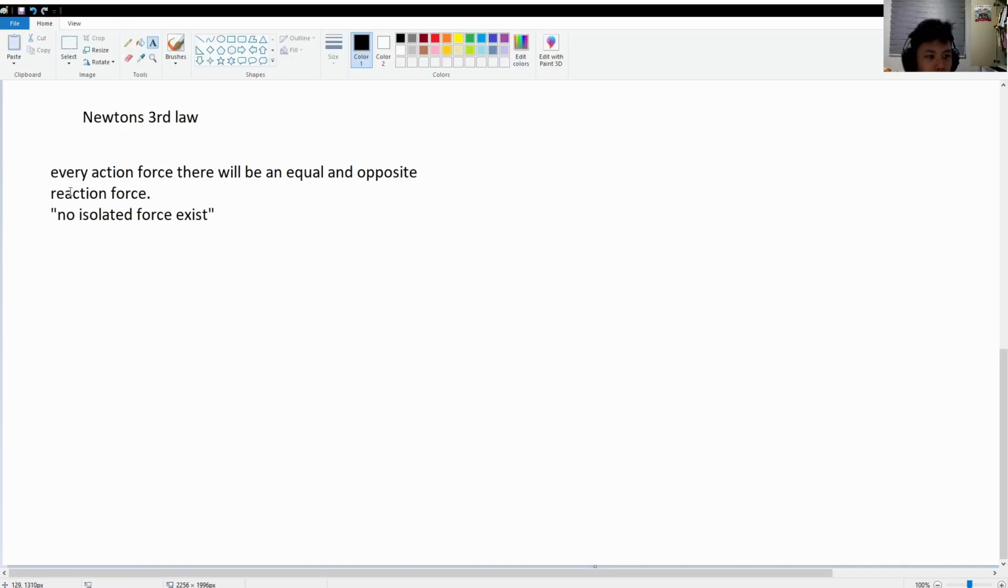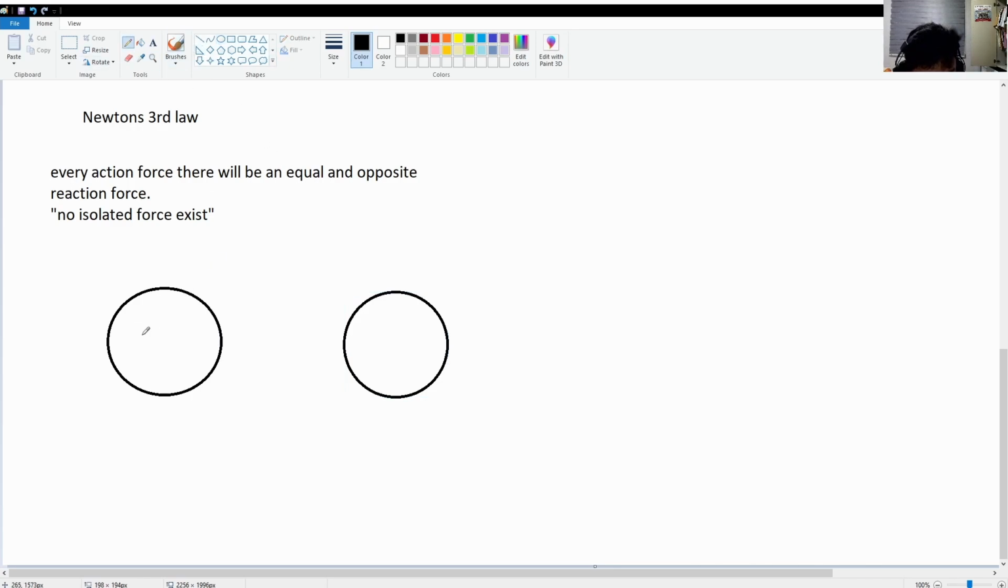So Newton's third law states that for every action there will be an equal and opposite reaction force. So no isolated force exists. So I'm gonna give you an example. Let's say we have two masses.